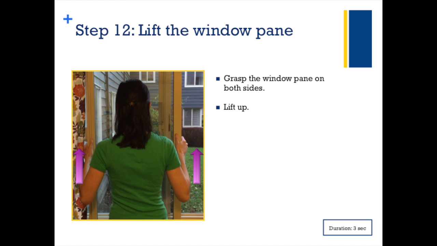When you arrive at the window opening, you will need to lift the window pane up. This is in preparation for placing the window pane back in the tracks. Holding the window pane on both sides, lift it straight up.